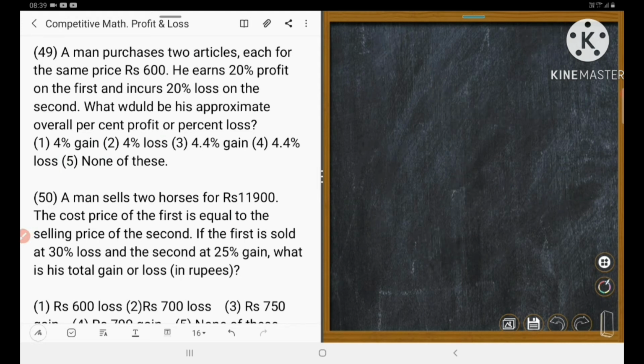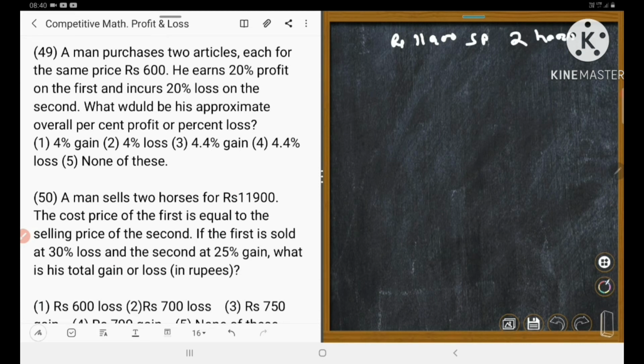Okay. Next one is number 50. What is given in number 50? A man sells 2 horses for 11,900. Could you understand? 11,900 is the SP for the 2 horses.